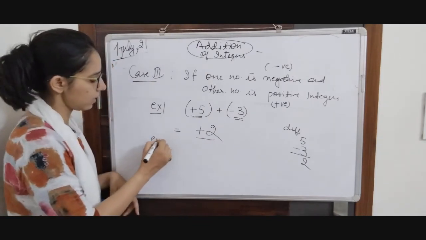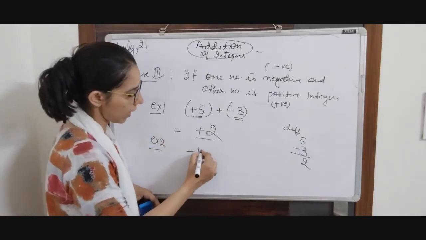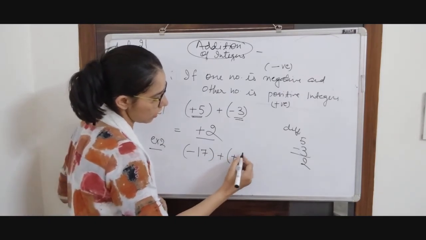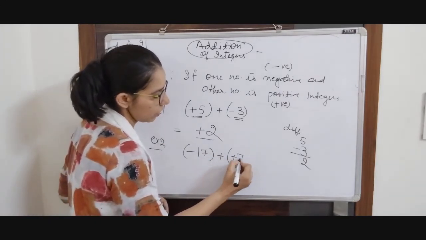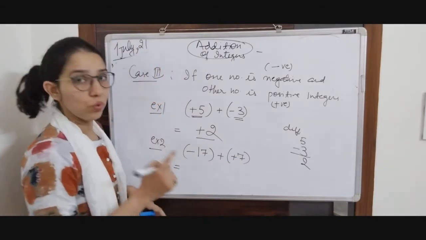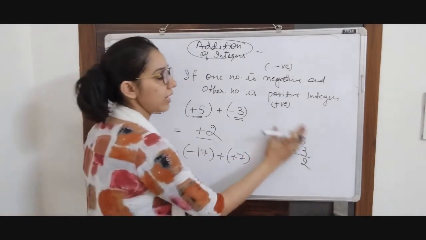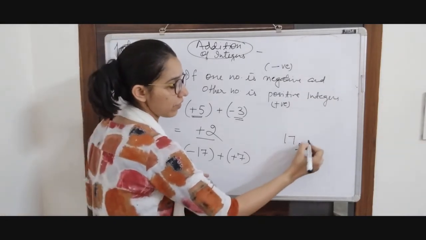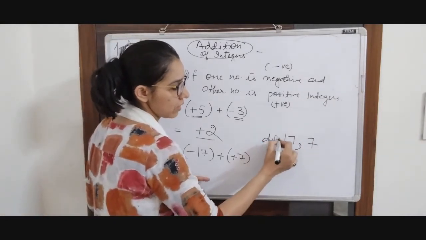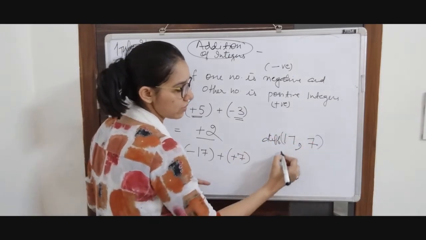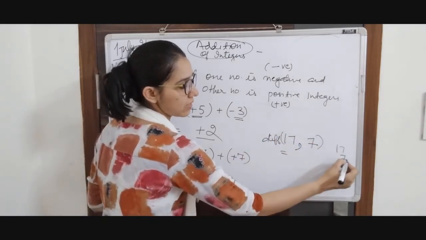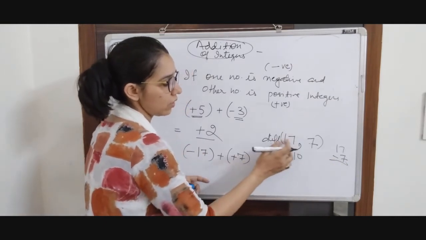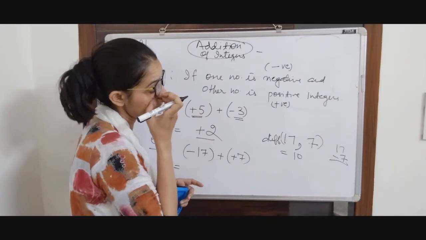Okay, take another example. Suppose you have minus 17 and plus 7. So what you will do? You will find the difference, disregarding the signs. So you have the numbers 17 and 7. The difference is going to be 17 minus 7, that is 10. We are not looking at the signs here. We are just finding the difference.